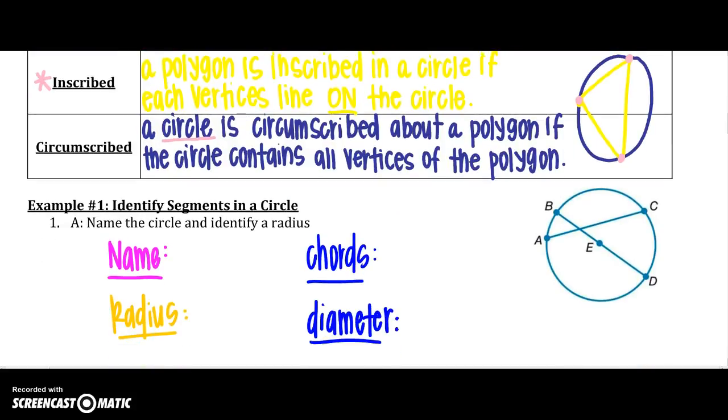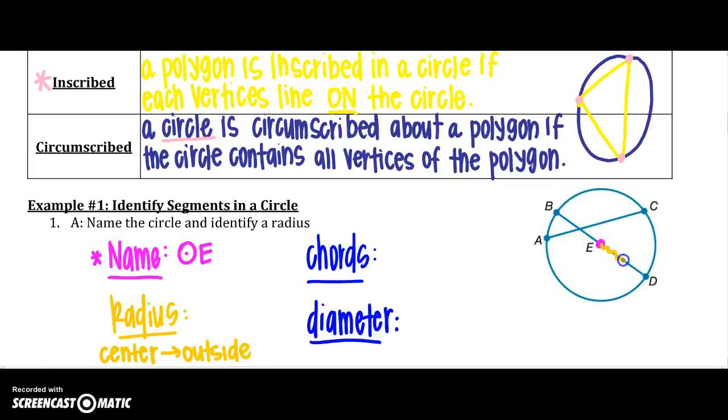So we'll get into our first section. Identify segments in a circle. So what we just learned above, we need to name the circle and identify the radius, and we might do a couple more things. So remember, the name is labeled by the center point. So I'm going to call this circle E. Remember, a radius is from the center to the outside.